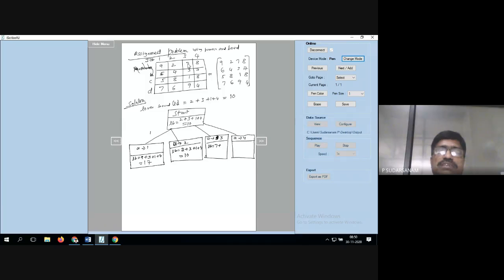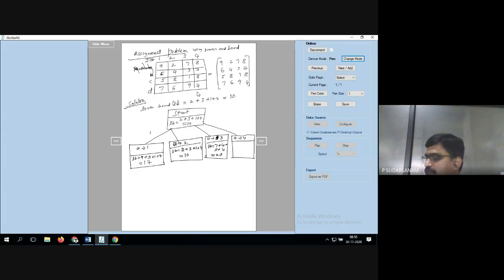Once you take 7, that column cannot be taken. The selected column and selected row cannot be taken. So 7 plus 4 plus 5 plus 4, that is equal to 20. That is what we did wrong last week.